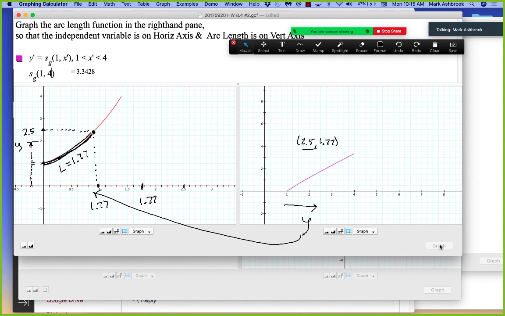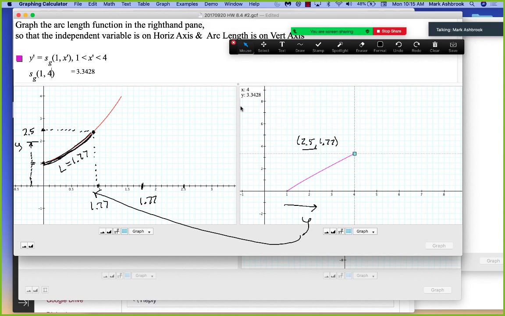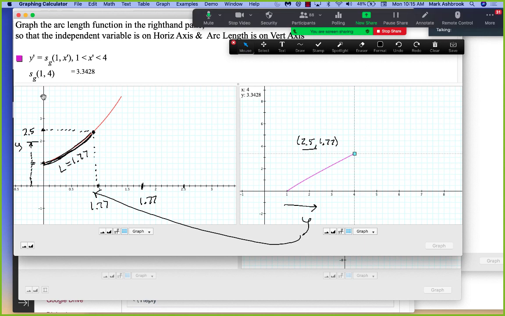How can I use the graph to answer that same question? Would you just move your cursor to the 4 point? That's right. I'm going to move my crosshairs so that y equals 4. You hear a little knock. And lo and behold, what's the y value? That's our 3.428, right? So the y values on this graph are how much arc length you have on this one for any given value of y, or independent variable, going vertically.